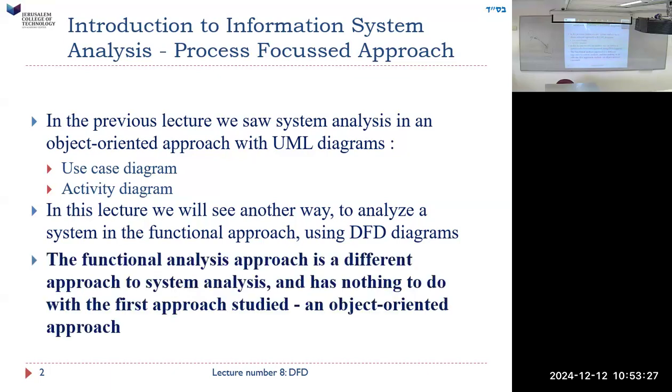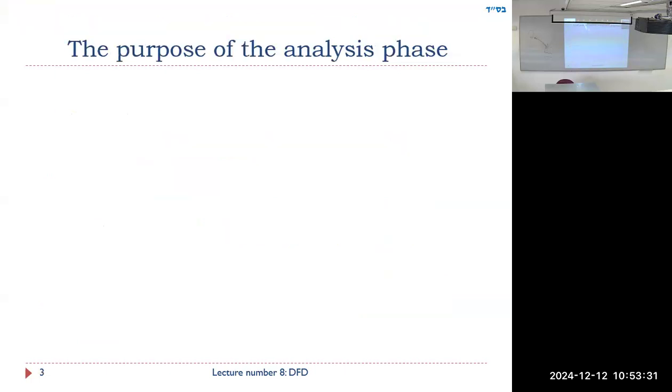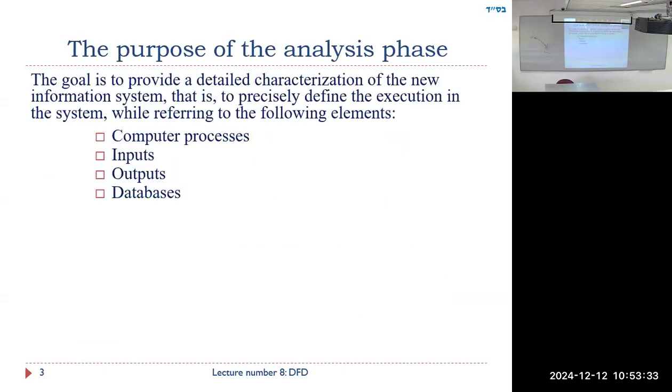Nothing to do with the first approach. It's not an object-oriented approach. So the goal is to provide a detailed characterization of the new information system, that is, to precisely define the execution in the system. These are the different parts of the diagram: a process, an input, an output, and databases. Data is stored, because we're talking data, ultimately computers process data.